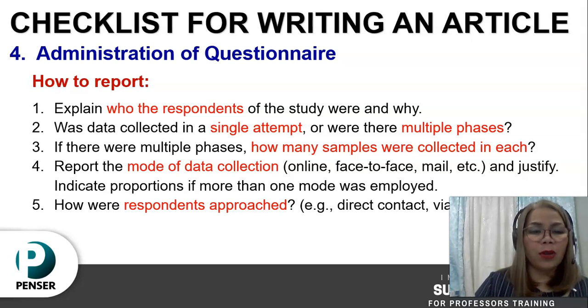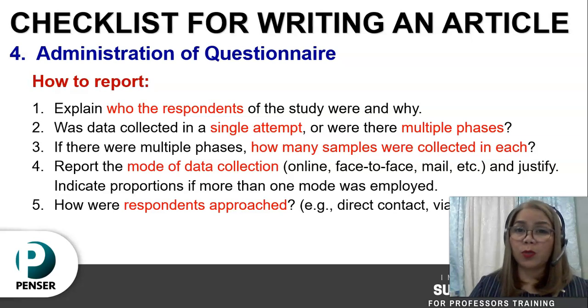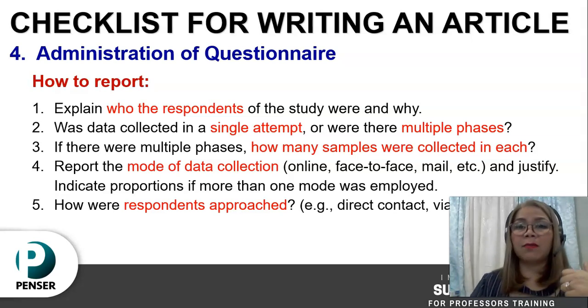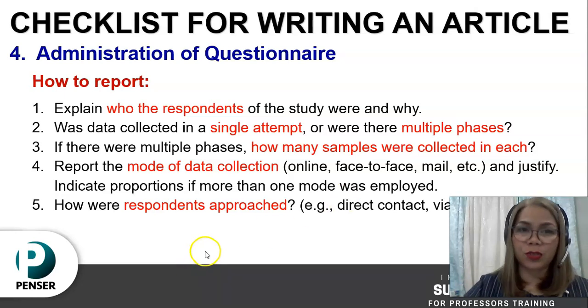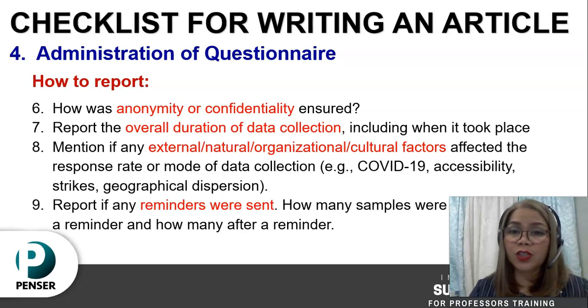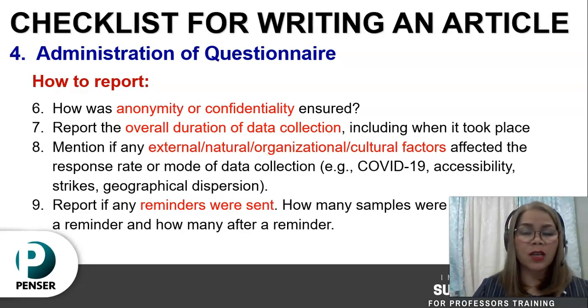And lastly, we need to discuss in detail how the respondents were approached. Did we contact them through email? Did we contact them face to face or whatever? We need to be very transparent and detailed when discussing how we administered the questionnaire. Next to report is how we protected the anonymity or the confidentiality of our respondents. And then report the overall duration of the data collection.